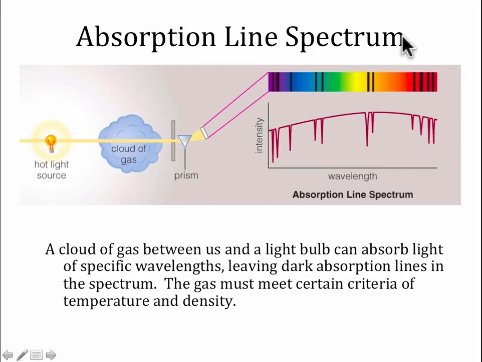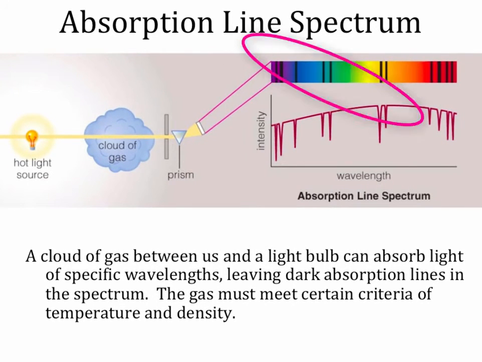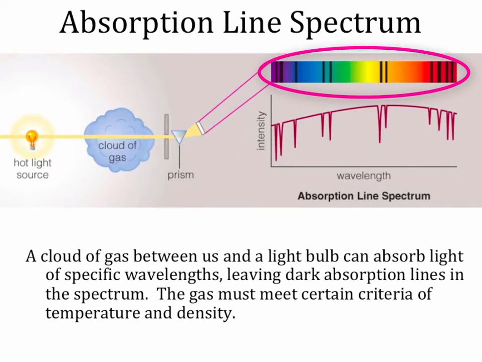The final type of spectrum we will talk about is an absorption line spectrum. Here on the right you can see a typical absorption line spectrum. It looks almost like a continuous spectrum, except there are these dark lines superimposed at very specific wavelengths. At these wavelengths there's much less light coming out than at most wavelengths.